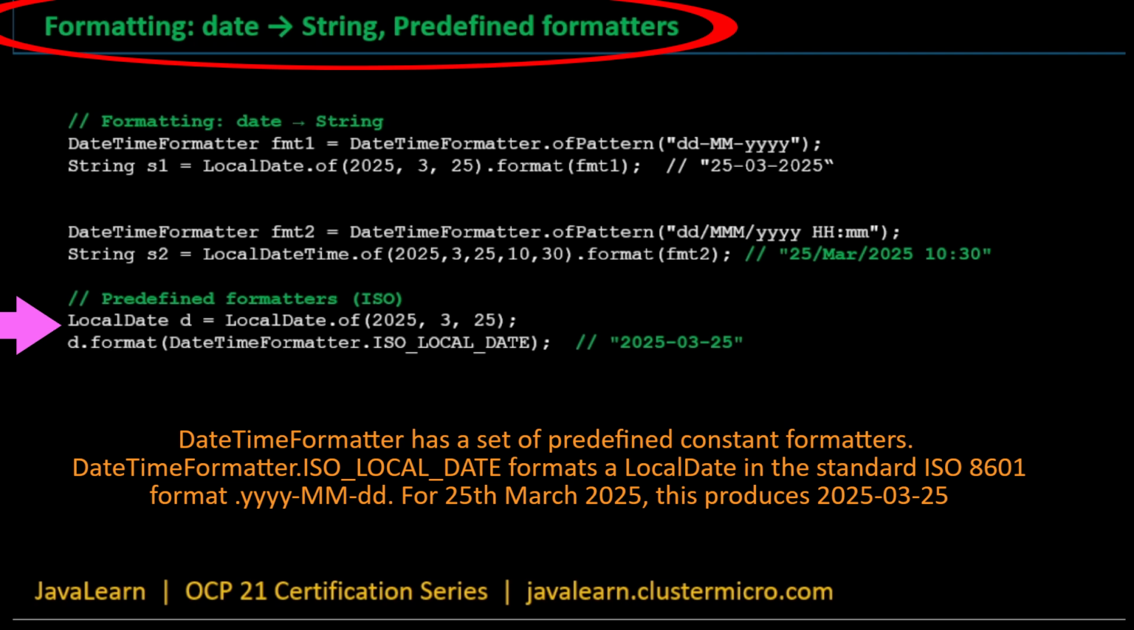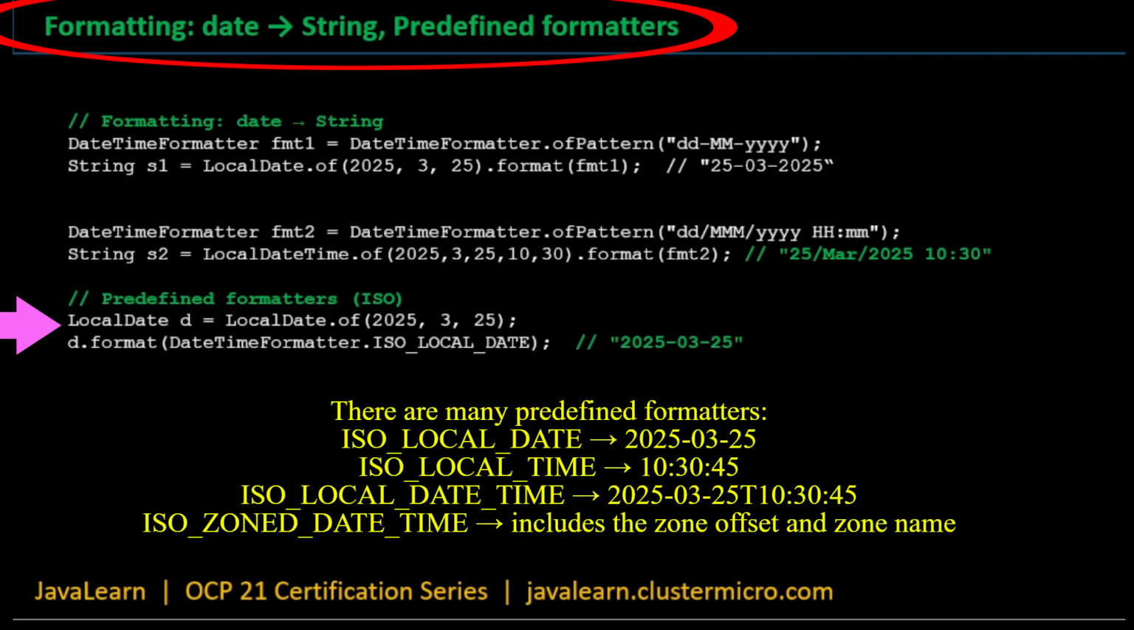DateTimeFormatter.ISO_LOCAL_DATE formats a local date in the standard ISO 8601 format, yyyy-MM-dd. For 25th March 2025, it produces 2025-03-25. So there are many predefined formatters: ISO local date 2025-03-25, ISO local time 10:30:45, ISO local date time 2025-03-25T10:30:45, and ISO zoned date time includes the zone offset and zone name. For the exam, ISO local date is the most commonly referenced.